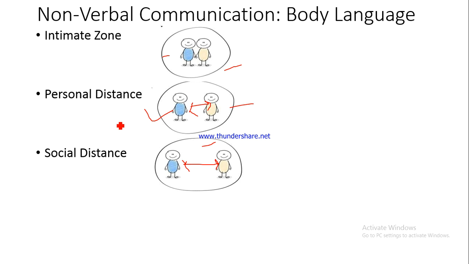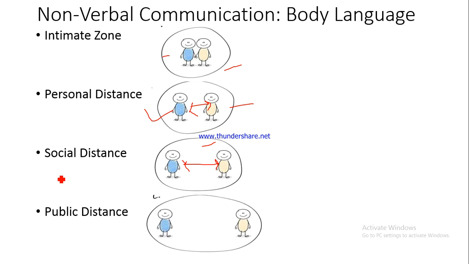Now, how is it different from personal distance? Personal distance is for people with whom you are acquainted, but you may not be very intimate with them. So it could be a relationship between two neighbors, between a student and a teacher, or between two colleagues in the same department, two colleagues in the same office. While this is the relationship between two friends, very close together.